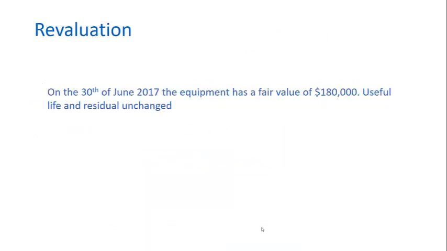However, what we know at the end of 2017 is that the equipment has a fair value of $180,000, useful life and residual unchanged. And so at this point in time, we can see that the asset has a book value of $170,000, a fair value of $180,000, so therefore there can be a revaluation increment.